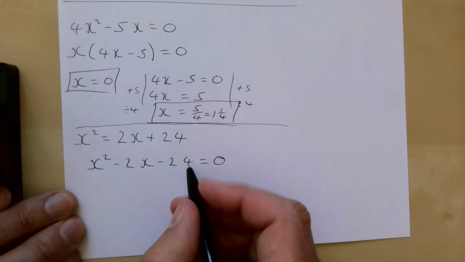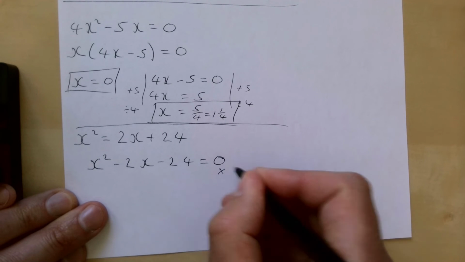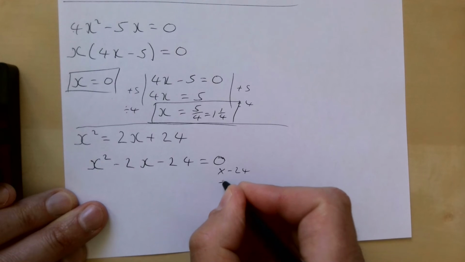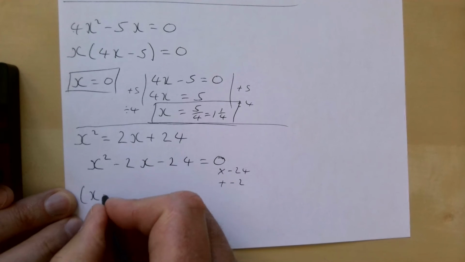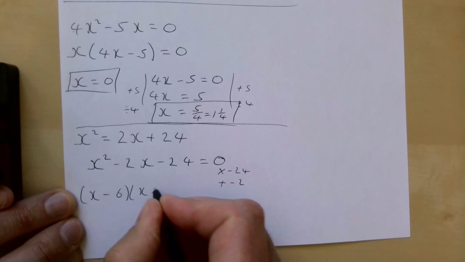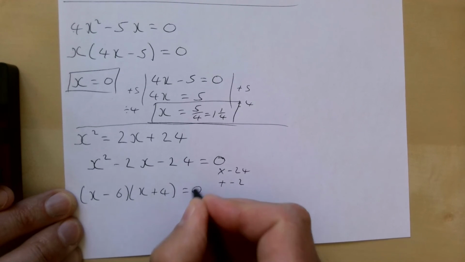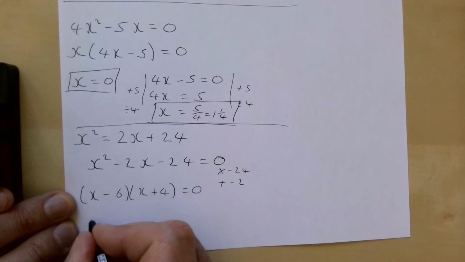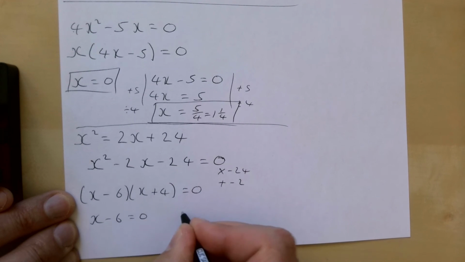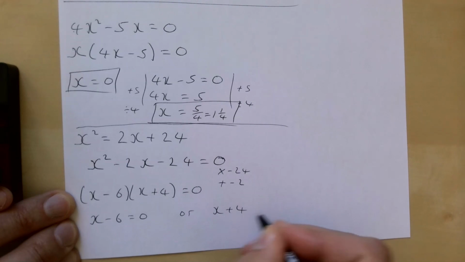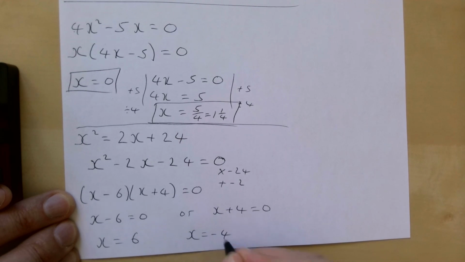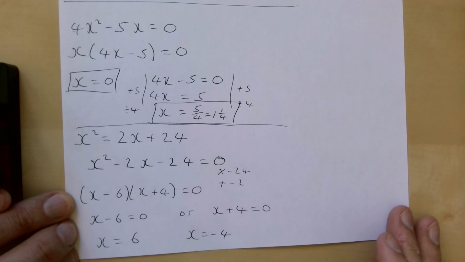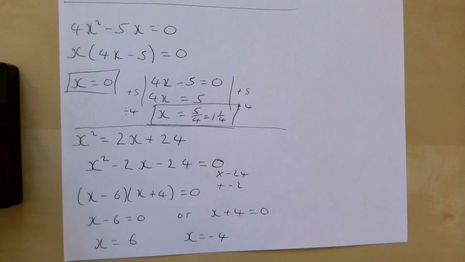Now it's a straightforward one. I hope most people will be able to do it. We're looking for two numbers that multiply to give us minus 24, and they add to give us minus 2. So those numbers are going to be x minus 6, x plus 4 equals 0. That gives me x minus 6 equals 0, or x plus 4 equals 0. Giving us a value of 6, which would work, and minus 4. So a couple of new types there for us to practice, and there'll be questions on that coming up.